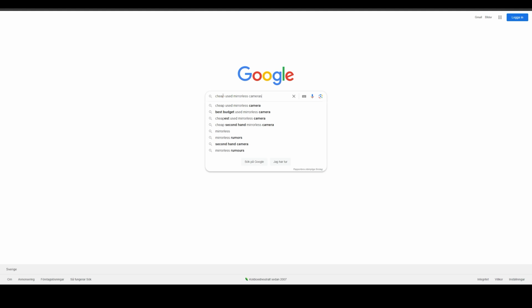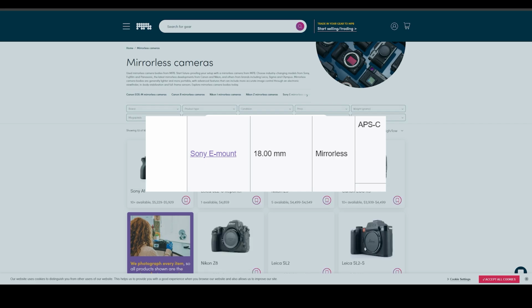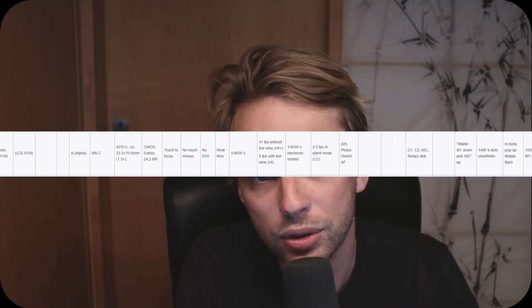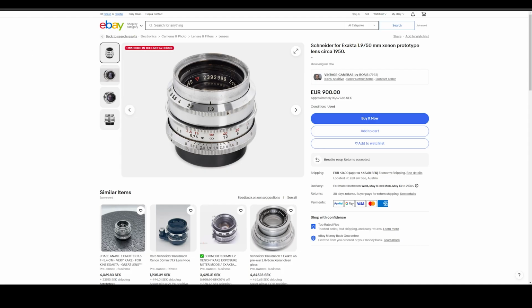No mirror. That gets in the way. Sony E-mount would do, but they are so damn expensive. I got this used one for $200. The sensor used in this camera has been used in other Sony models until 2022, so it's still modern enough for me. Finding vintage lenses is easy.